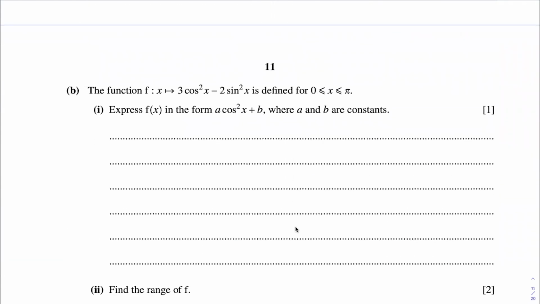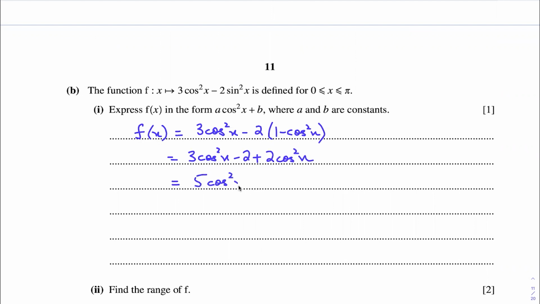In part B, we have a function f of x which is 3 cos squared x minus 2 sine squared x. We have to express f of x in the form a cos squared x plus b. So we know that sine squared is 1 minus cos squared. So we can write 3 cos squared x minus 2 into (1 minus cos squared x). Expanding and simplifying, we get 3 cos squared x minus 2 plus 2 cos squared x, which will become 5 cos squared x minus 2.